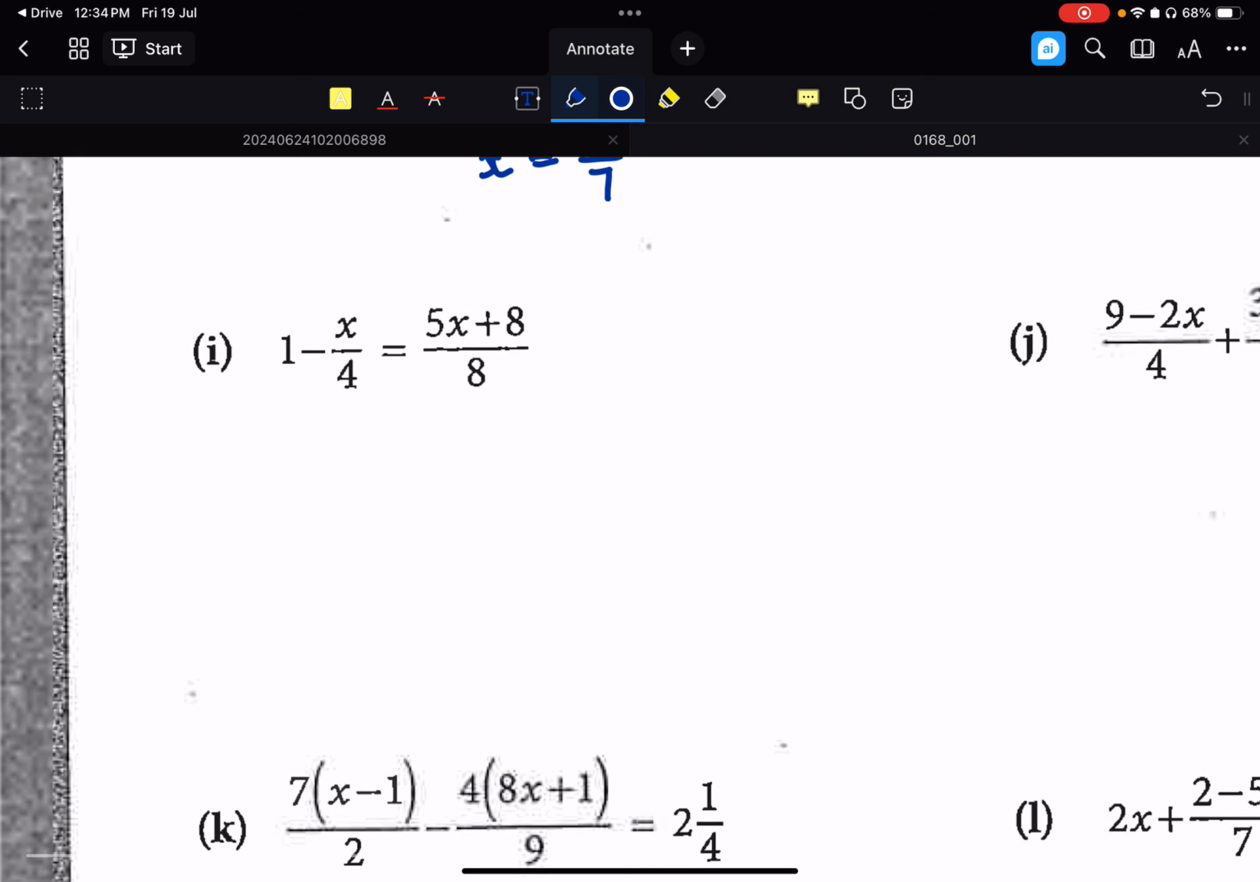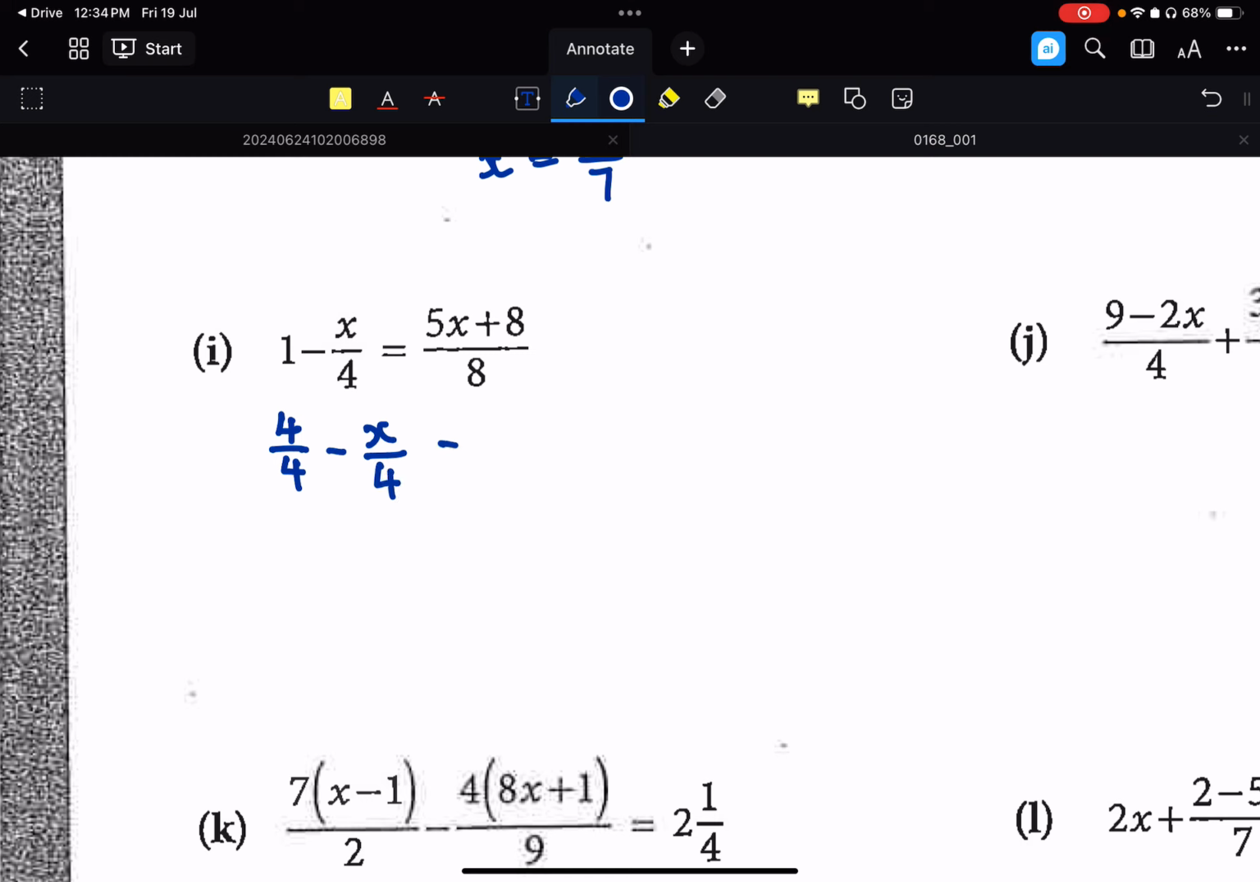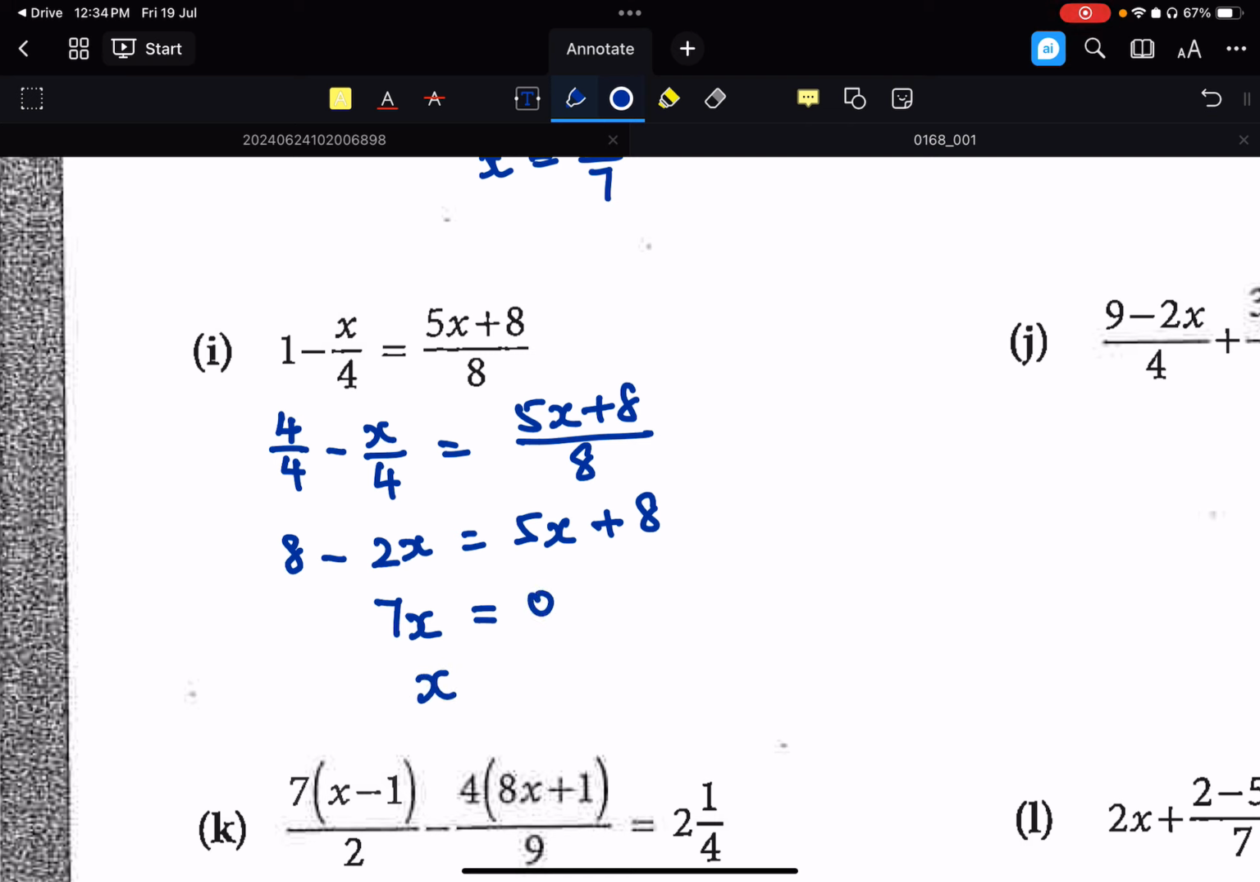Okay, almost done. A couple more examples. So here, again, 1 is actually the same as 4 over 4, so we can put them together. x over 4 here equals 5x plus 8 over 8. Now if I multiply everything by 8, we have 8 minus 2x equals 5x plus 8. Putting them together, 7x equals 0. Oh, x equals 0. Nice number. Let me check if it's correct. 0, 0. Yeah, it's right.